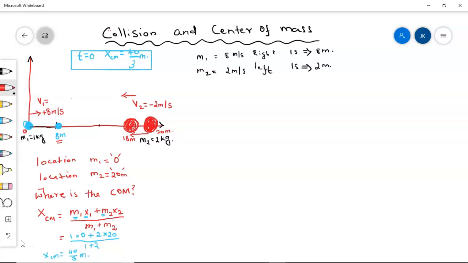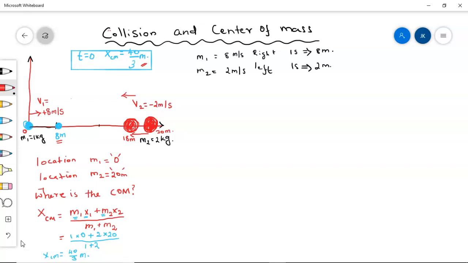Again, I want to find the center of mass. Will it be the same location? Will the center of mass be located at the same point, 40 divided by 3? No, because now the two objects are closer. So the center of mass is moving somewhere. We are going to find out.